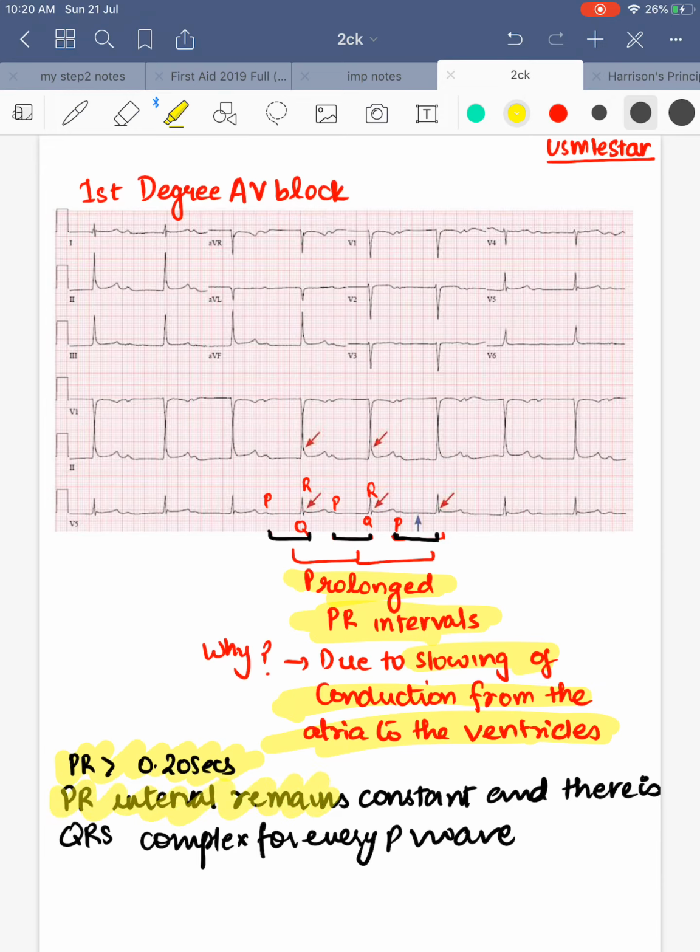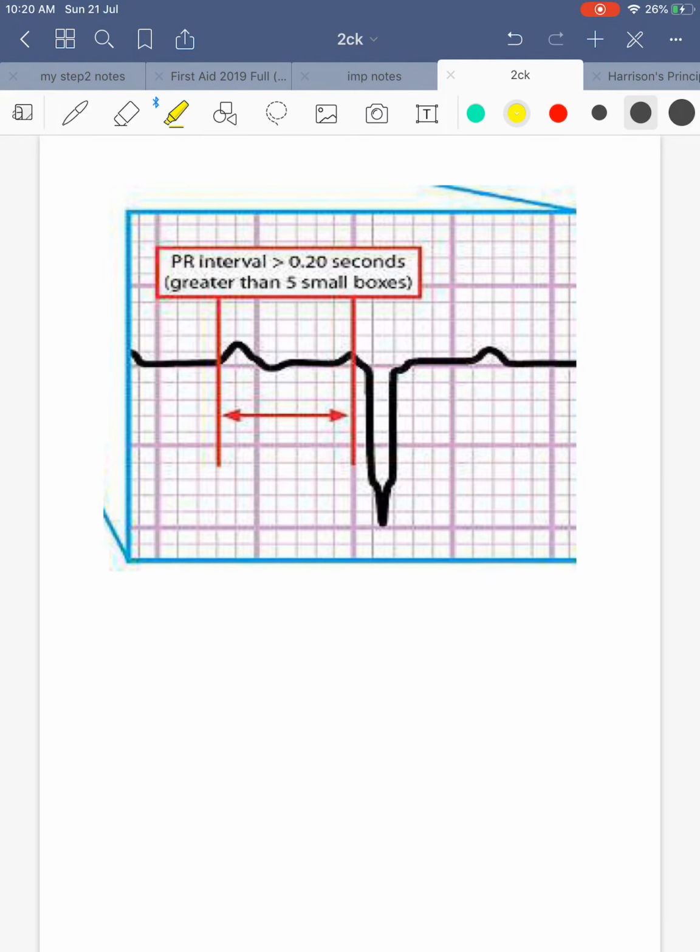The PR interval remains constant. It is an important point that the PR interval will remain constant, and there is a QRS complex for every P wave. That means there is no missing of any P wave or any QRS complex. On the next page, I am showing you an enlarged view of this ECG. The PR interval is more than 0.20 seconds, that is greater than 5 small boxes, as you can see here, from the beginning of the P wave to the beginning of the Q wave. This is the PR interval and it is more than 5 small boxes.